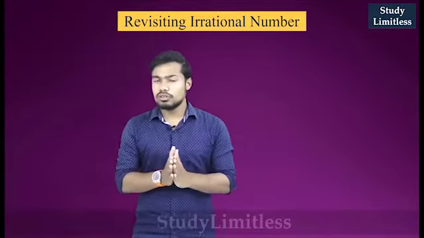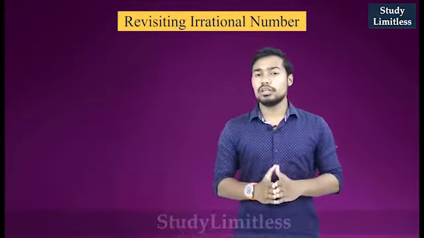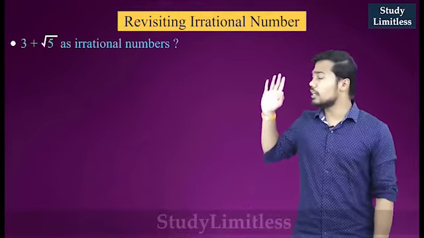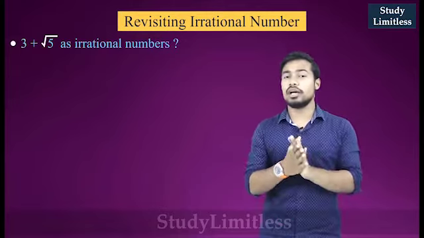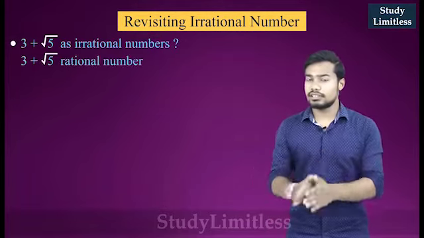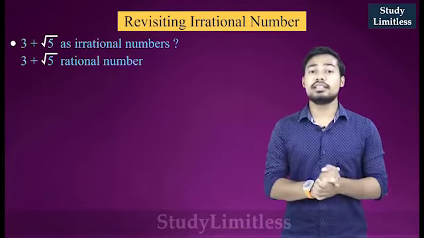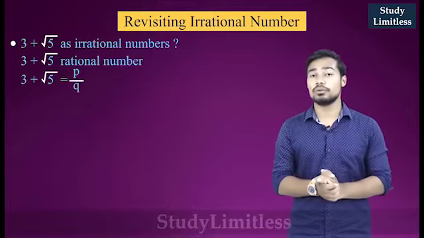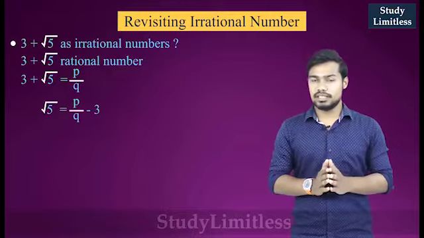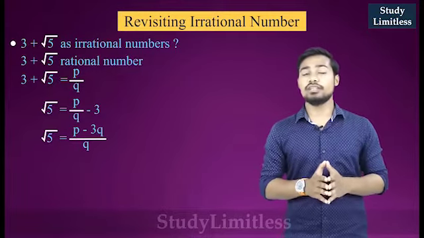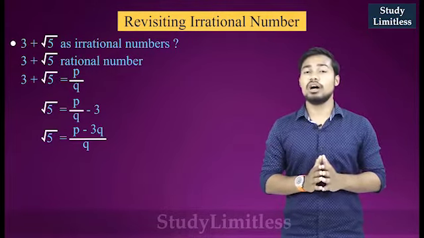Similarly, you can prove many examples to be irrational numbers. For example, if I take 3 plus root 5, 3 plus root 5 can be proved to be an irrational number. If I take this number as rational, I can write 3 plus root 5 is equal to p by q. Now, root 5 can be written as p by q minus 3. That is, root 5 is equal to p minus 3q upon q.